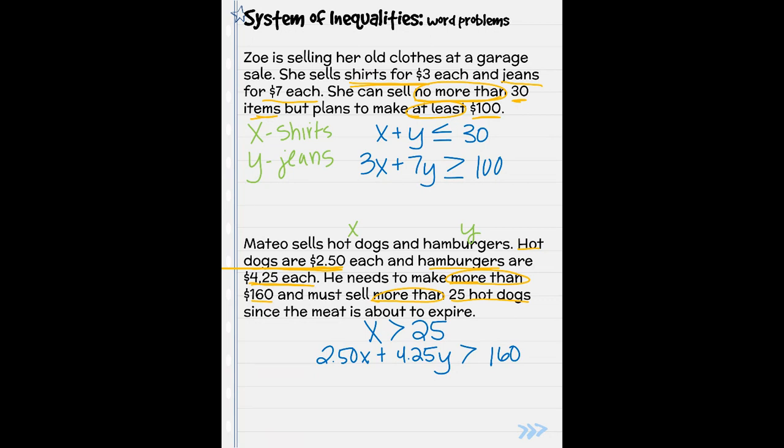All right, make sure you are defining your variables in some form or fashion. Underline the information you know and you need to know. Circle or highlight in some form or fashion the more than, the less than, whatever word it is, so that we know which inequality to select. Let me know when you have questions.